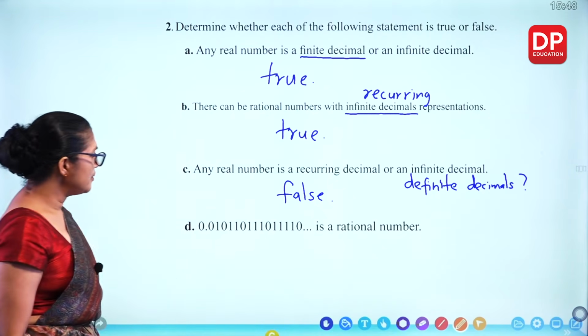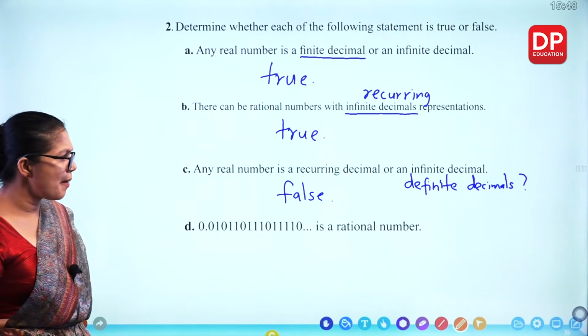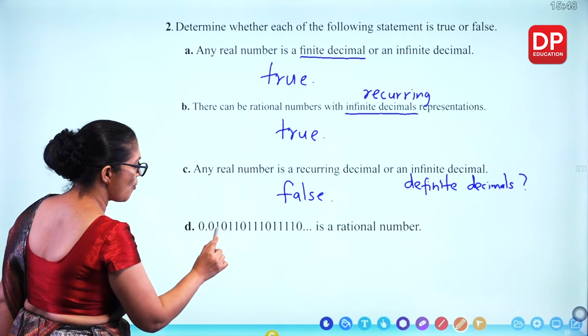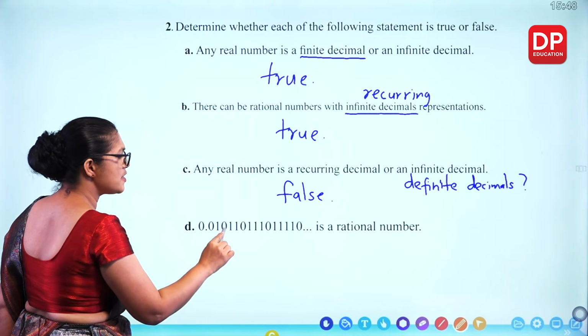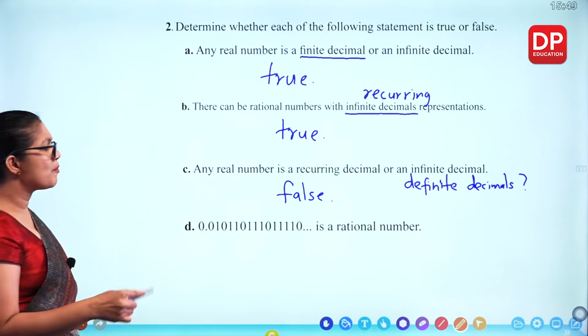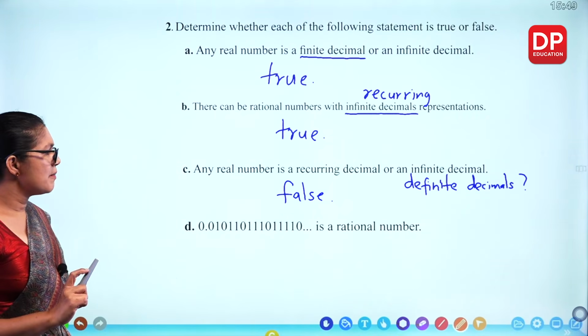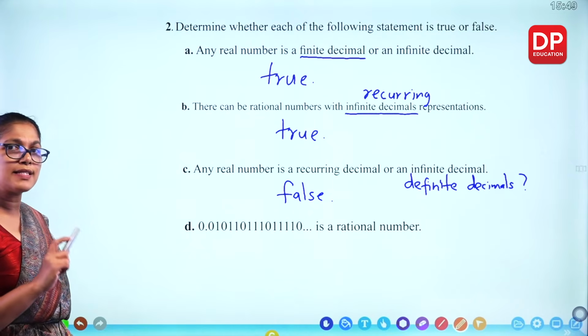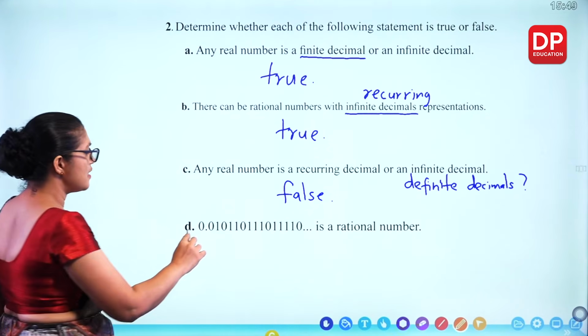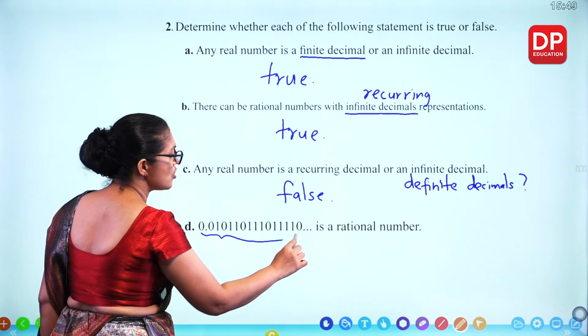What about this one? Is it a recurring number? Here 0, 1, but the next time 0, 1, 1, 0, 1, 1, 1. This is not a recurring decimal. Recurring decimals are rational, so this is an irrational number.